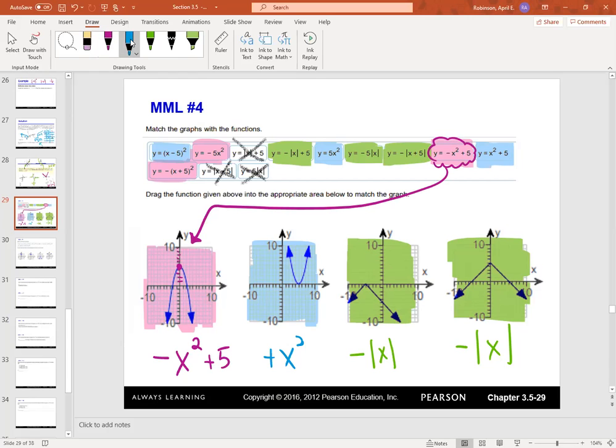Next, okay, this one got shifted to the right, 1, 2, 3, 4, 5. But when it goes right or left, that is when it's going to be inside the parentheses. And because you went to the right, it's actually a minus 5.